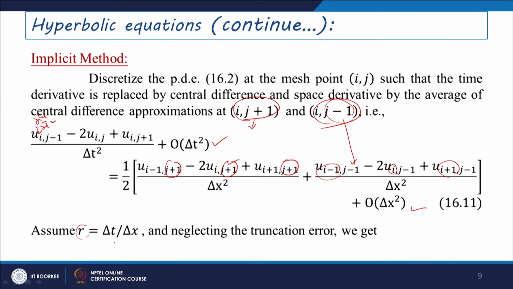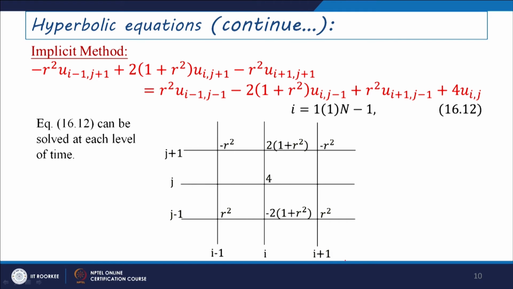We can define this value r in the form of del t by del x, and if we neglect the higher powers of del x and del t itself, we can obtain minus r square u i minus 1 j plus 1 plus 2 into 1 plus r square u i j plus 1 minus r square u i plus 1 j plus 1, this equals r square u i minus 1 j minus 1 minus 2 into 1 plus r square u i j minus 1 plus r square u i plus 1 j minus 1 plus 4 u i j.